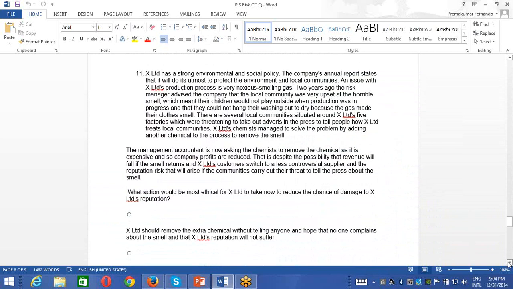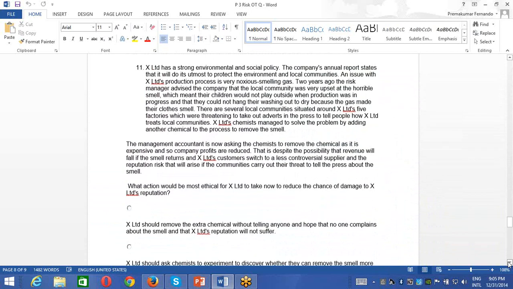As the chemist has done somewhere. The management accountant is now asking the chemist to remove the chemical as it is expensive and so company profits are reduced. Typical accountants. They look only at the dollars, and he's telling that it's expensive. Stop that one. That is despite the possibility that the revenues will fall if the smell returns and customers switch off to less controlled suppliers, and the reputation damage that will arise if the communities carry out their threat to tell the press about the smell.